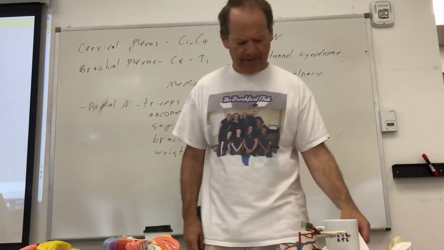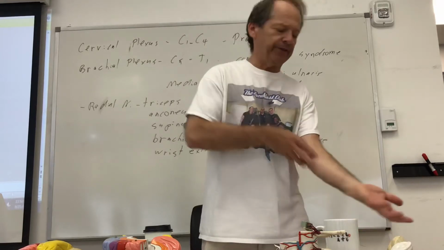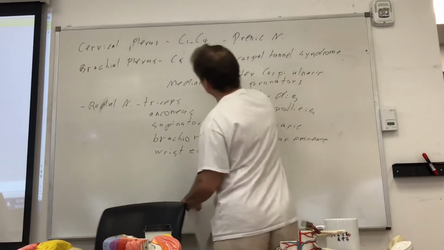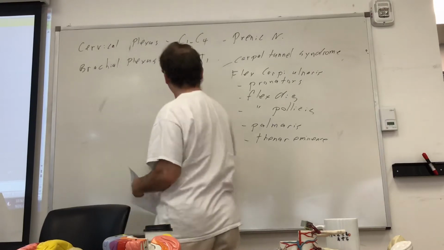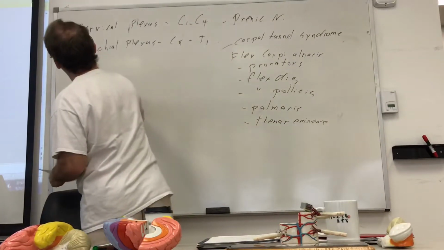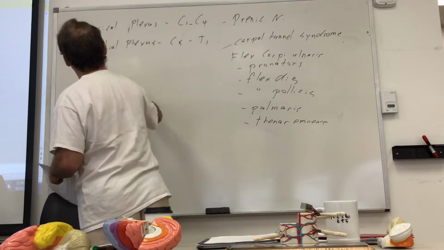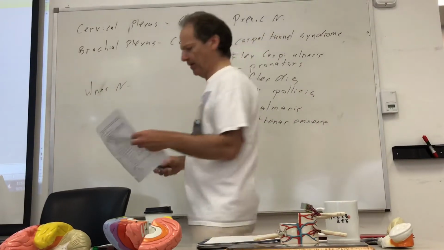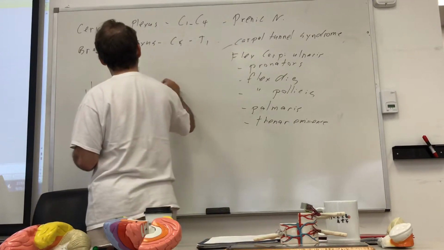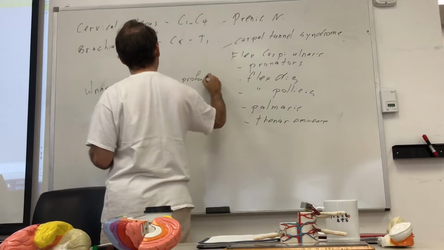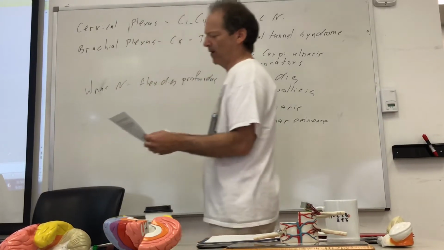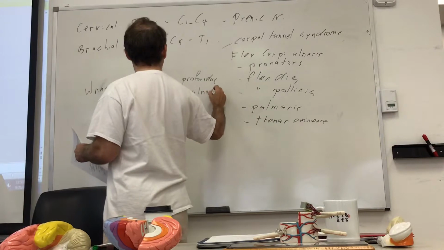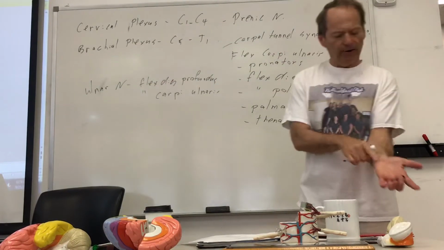So that's the median nerve. Now the ulnar nerve runs down the ulnar side naturally. The ulnar nerve is going to be the flexors too, but it's going to be the flexors on the ulnar side. And so it's going to be flexor digitorum profundus, parts of it, flexor carpi ulnaris, that's a no-brainer. And then you're going to go into the hypothenar eminence.